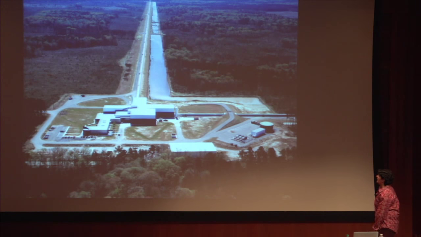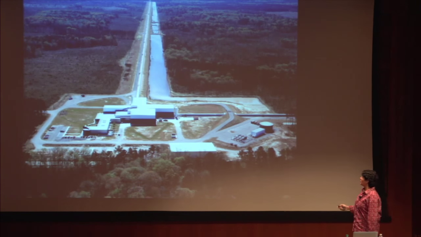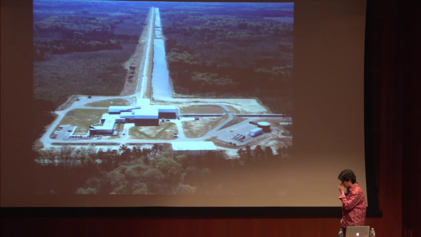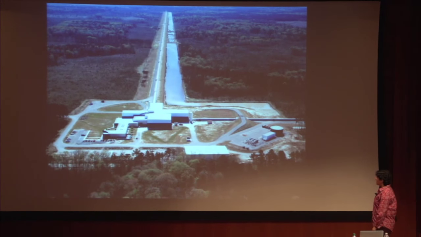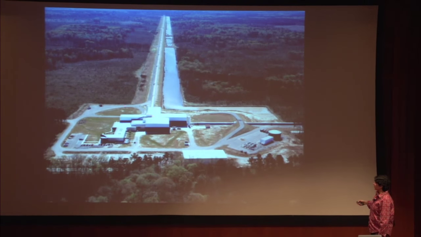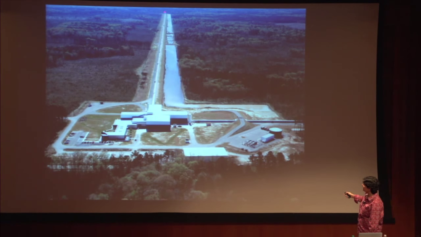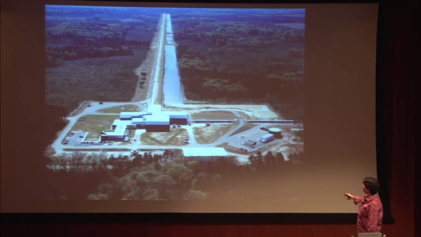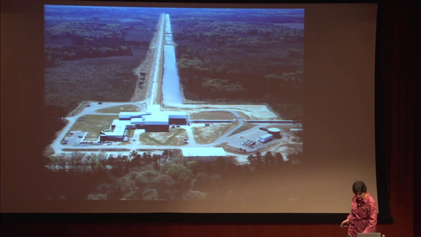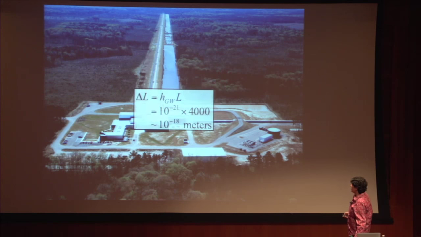This happens to be our Louisiana observatory, and you can tell because it's in the middle of a forest. In the central building reside the lasers and a whole bunch of other optics, and then 4 kilometers down at each end are the mirrors that reflect the laser beams back to the center where all the measurements are made. The length, I'll remind you, is we're trying to get to a measurement of 10 to the minus 18 meters.